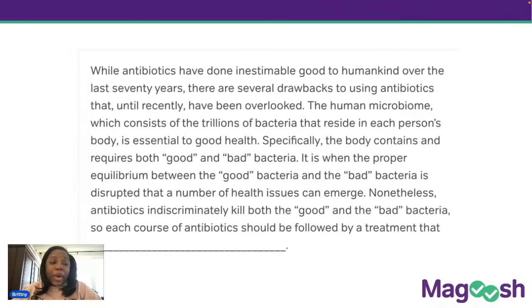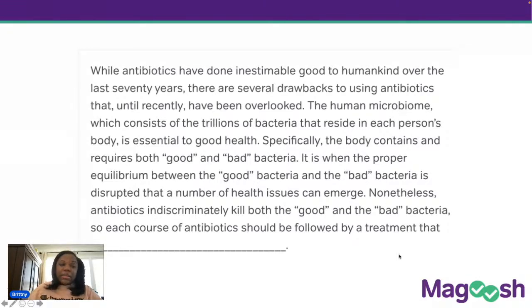The human microbiome, which consists of the trillions of bacteria that reside in each person's body, is essential to good health. Specifically, the body contains and requires both good and bad bacteria. It is when the proper equilibrium between the good and the bad bacteria is disrupted that a number of health issues can emerge. Nonetheless, antibiotics indiscriminately kill both good and bad bacteria. So each course of antibiotics should be followed by a treatment that blanks.